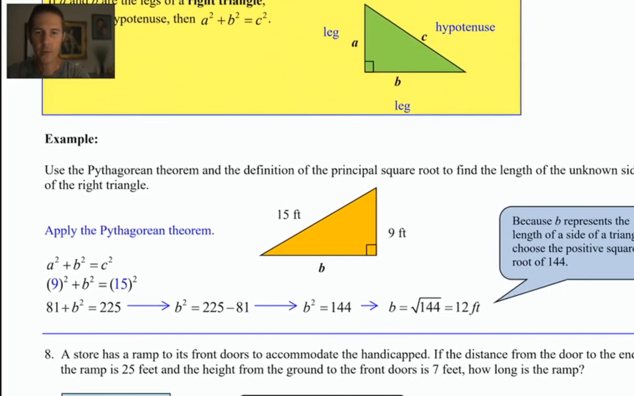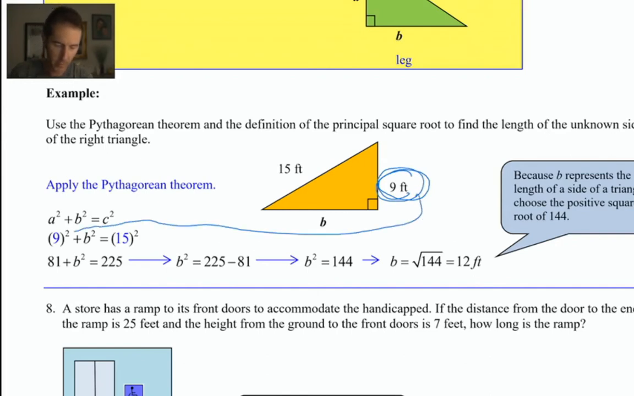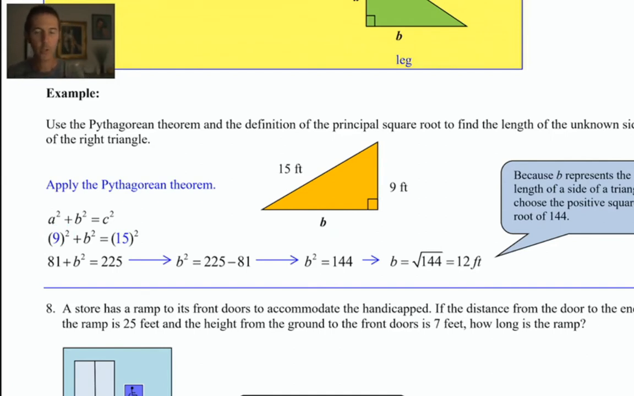Use the Pythagorean Theorem and the definition of the principal square root to find the length of the unknown side. What's already printed for us here is the Pythagorean Theorem, a squared plus b squared equals c squared, and then we have chosen to let one of the legs, which is the 9, be the a value. So that has been plugged in over here. So a squared is now 9 squared. We don't know what the b value is, our other leg. 15 is the hypotenuse, so that went in for the c value.